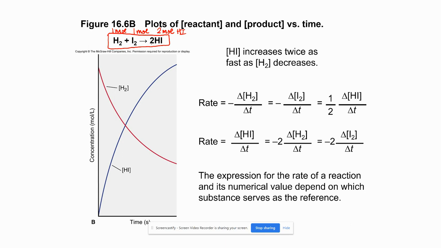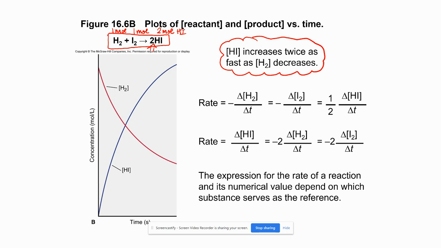But the 2 in front of the HI tells us that HI is appearing twice as fast as H2 and I2 are decreasing. So here are the words that I just said, written out. HI increases twice as fast as H2 decreases. And you can see from the graph, this graph looks a little shifted from the previous ones that were 1-to-1. HI goes up twice as fast as H2 decreases.